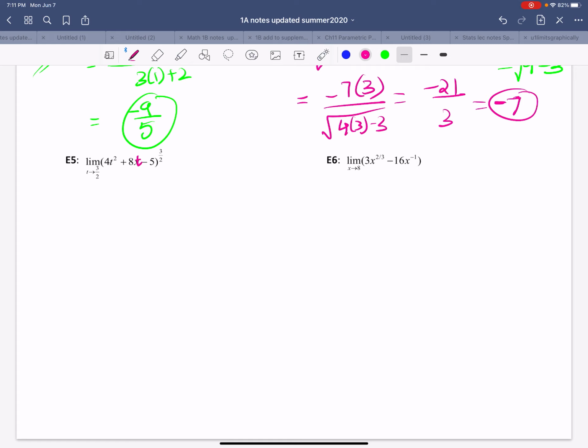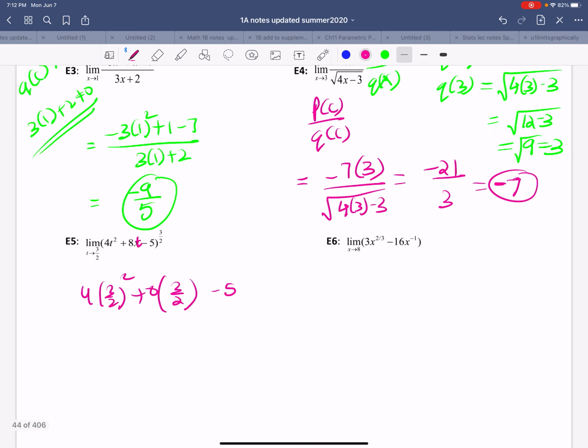Okay, so let's see, this is 3/2. It's a radical function, a square root radical function raised to the power 3, and it's continuous at 3/2. Okay, so I'm going to go ahead and replace every single t by 3/2, and then simplify it using the calculator.